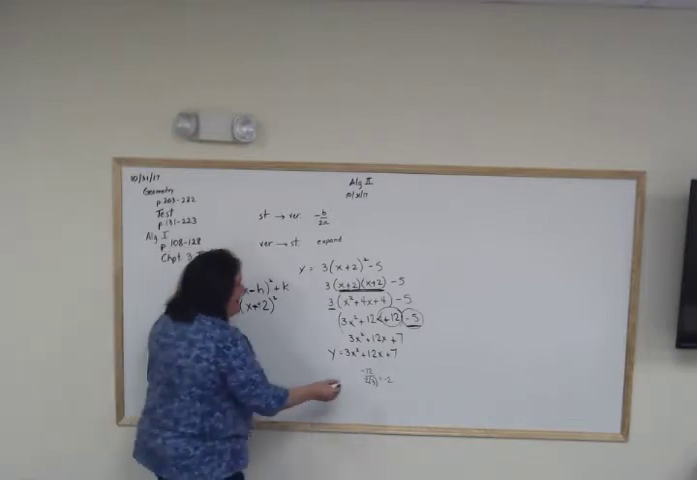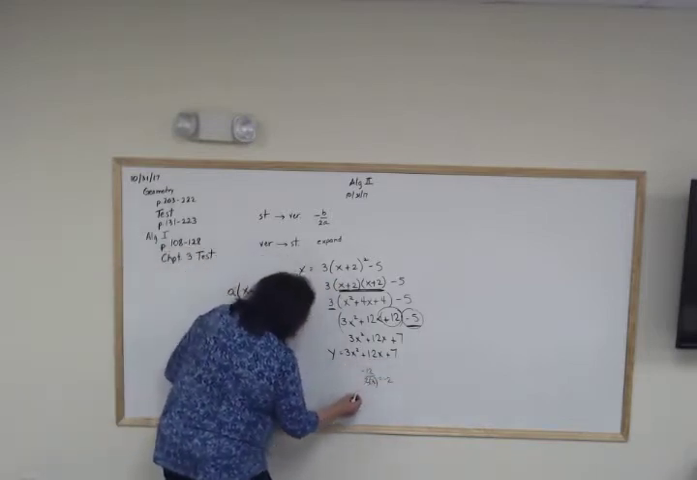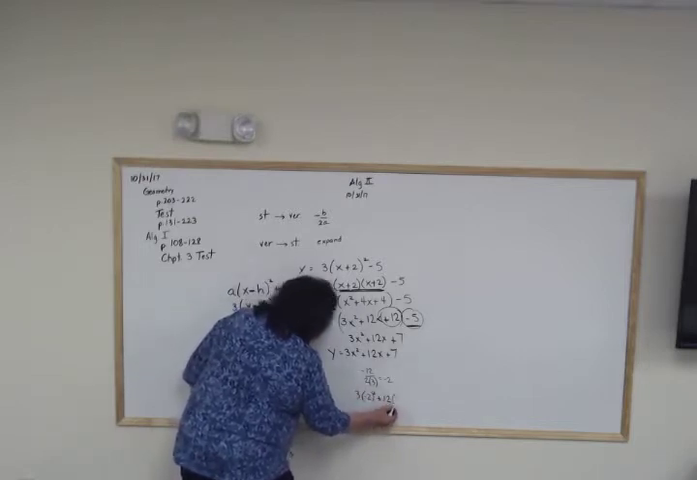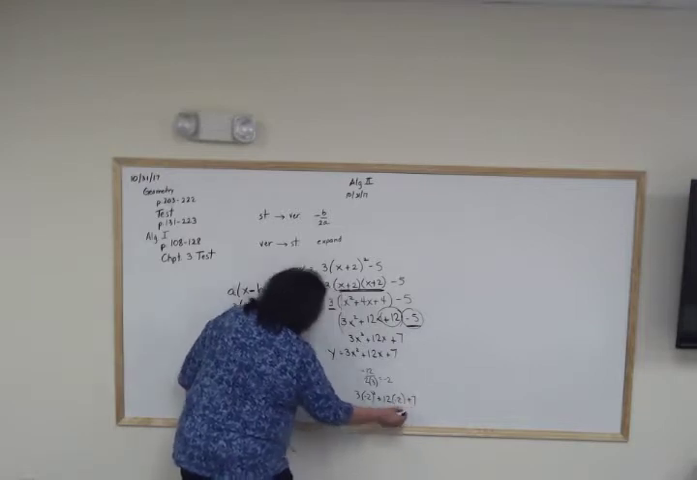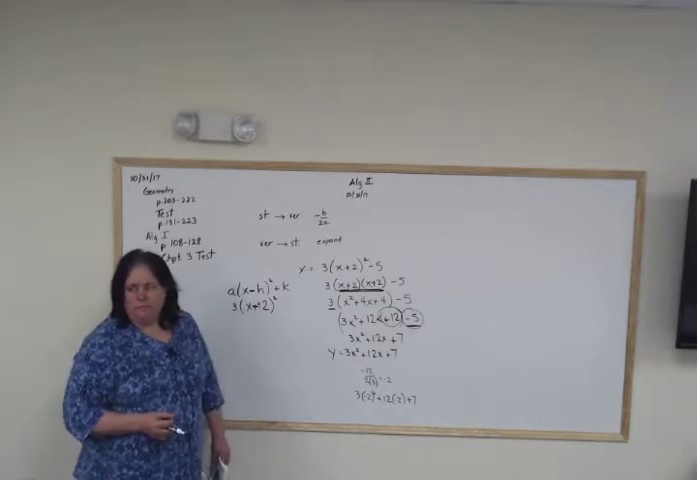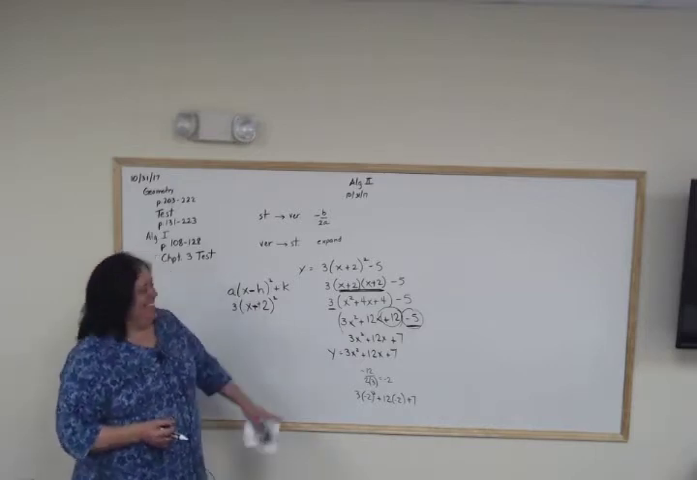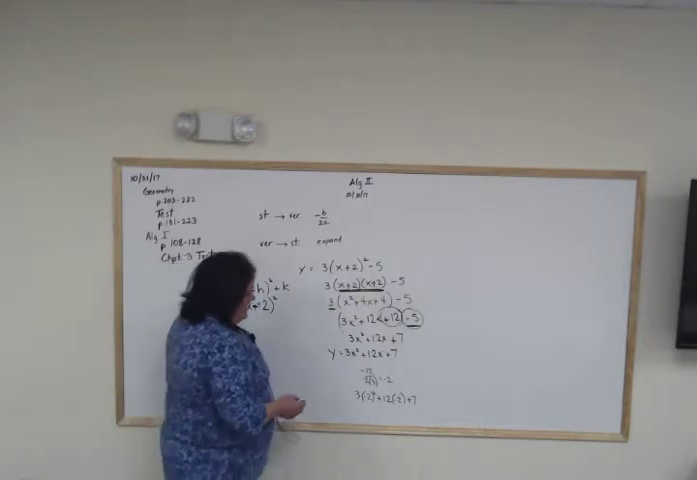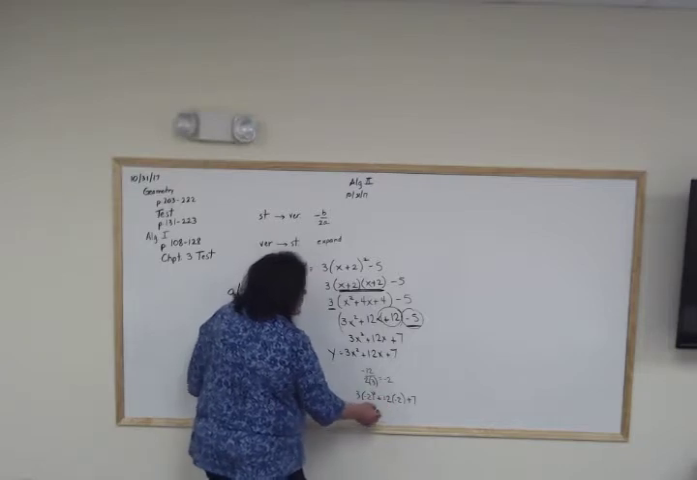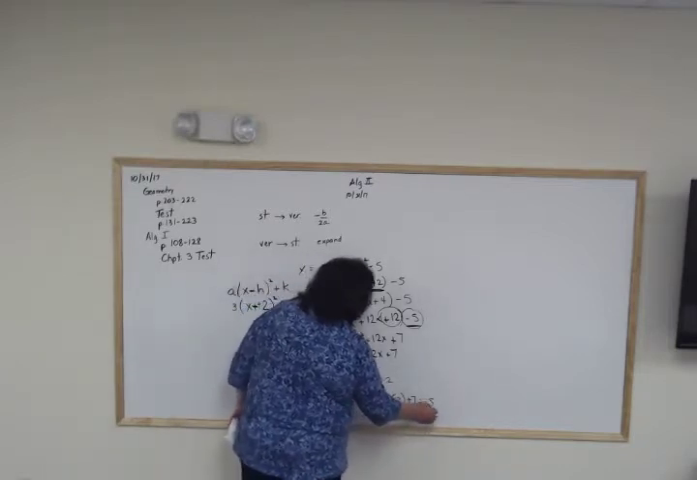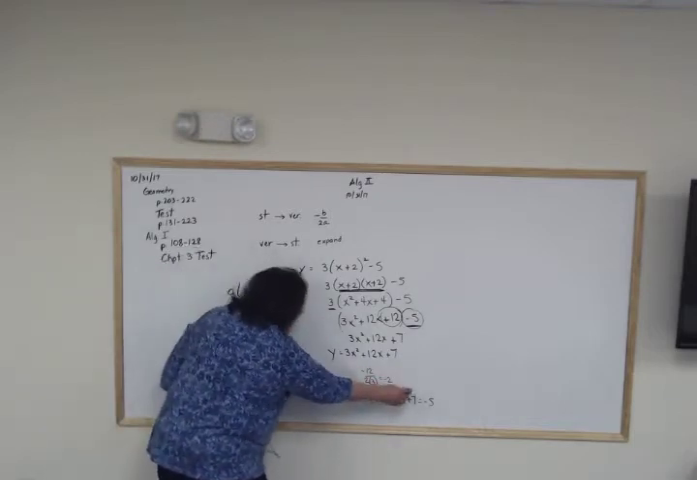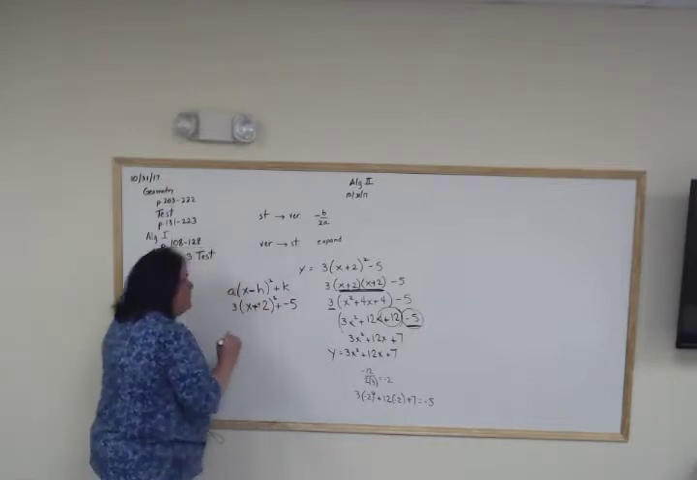Now, I plug negative 2 into this equation: 3 times negative 2 squared plus 12 times negative 2 plus 7. What do you think that equals? Yeah, negative 5. This is 3 times 4 is 12, plus negative 24 is negative 12, plus 7 is negative 5. Now, look, the plus sign is part of my equation. K is negative 5. You see that?